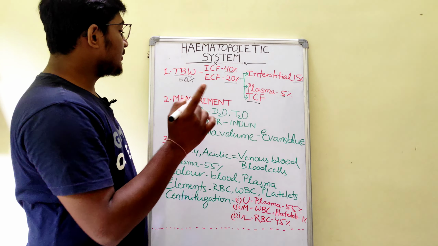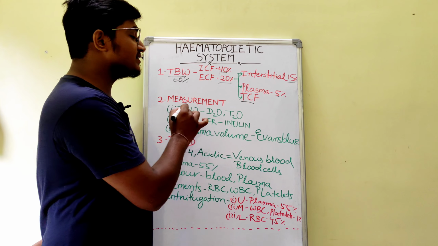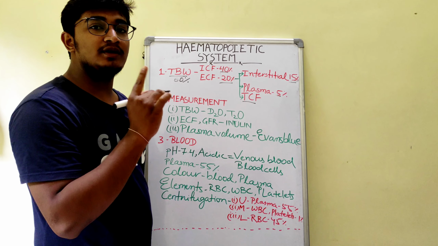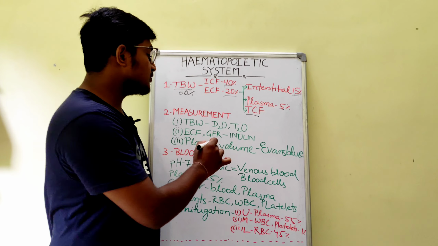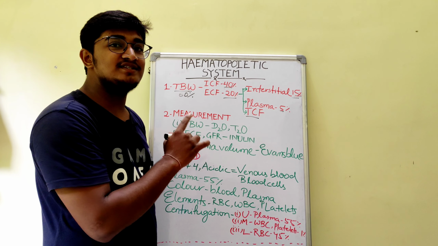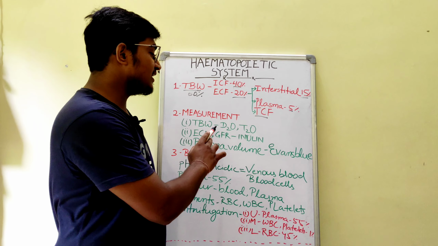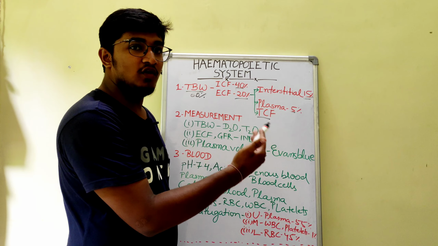Okay, so we want to then study the measurement of the components. First we want to measure TBW, the total body water, and we can measure it with the help of D2O and T2O. D2O is deuterium oxide and T2O is tritium oxide. It is a form of heavy water.